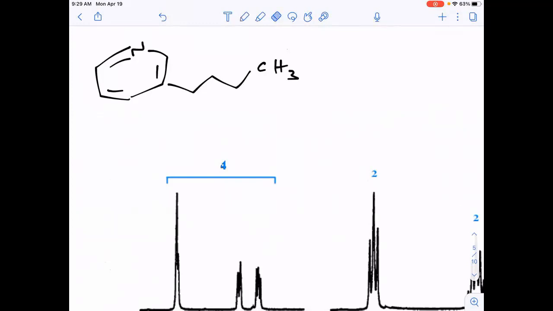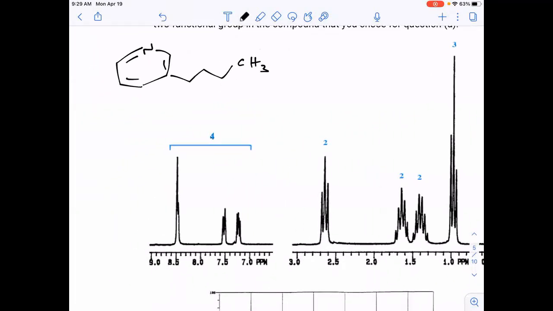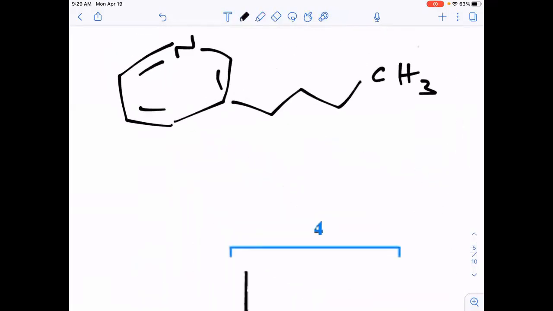So that's my, this is the structure that we're looking at. Let's do the chain first because the aromatic protons are all going to show up in the same region. You can see right here, the aromatic protons are going to show up somewhere between 7 and 8.5. And that's standard. That's the standard chemical shift for aromatic protons, somewhere between 7 and 8.5.